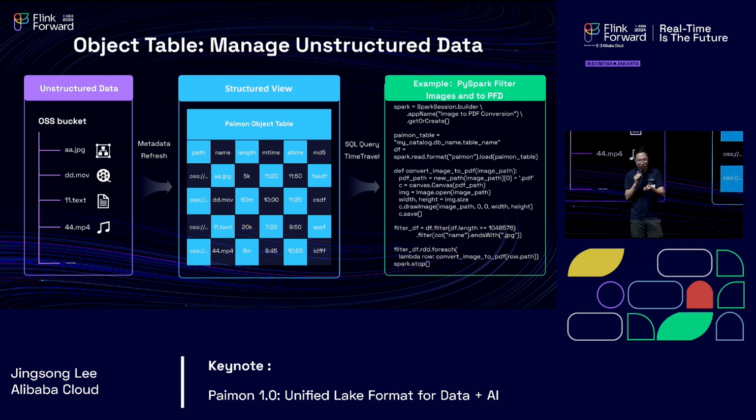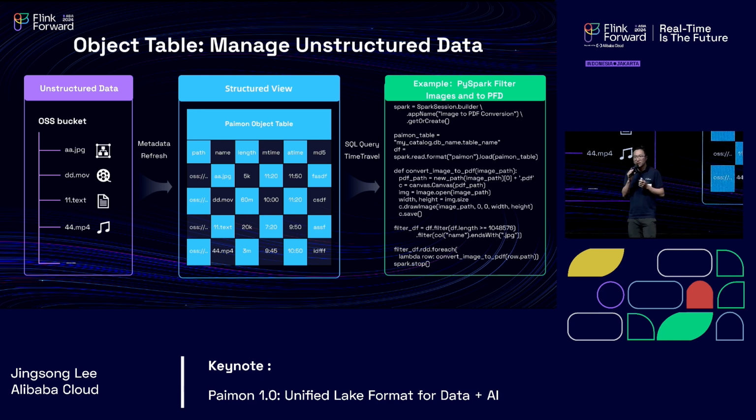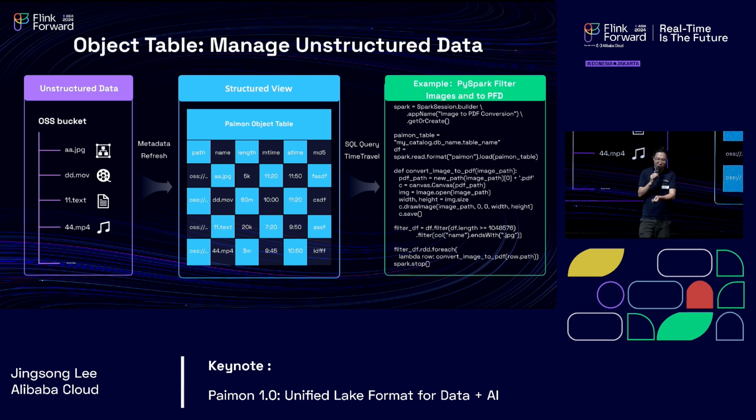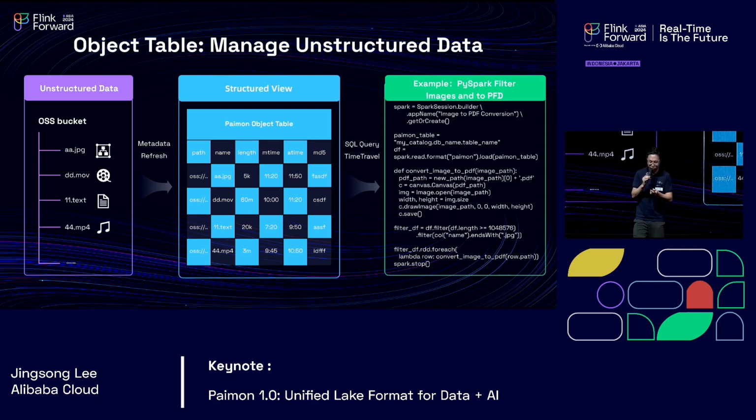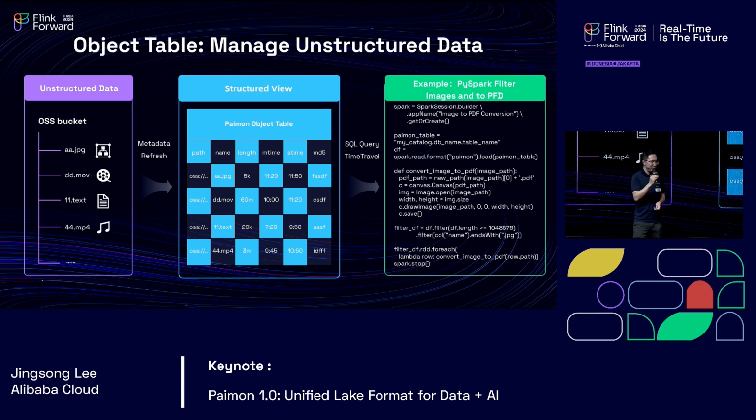You can see the Paimon object table is a structured view, and it has many columns, including path, name, modify time, access time, and MD5. Through this table, you can use PySpark, Flink SQL, or Spark SQL to analyze the unstructured data. Here is an example of using PySpark to filter images and convert the unstructured data to PDF. You can use a Spark session in PySpark, get the object table, do some filtering, and finally convert them one by one to PDF. So here is the example.